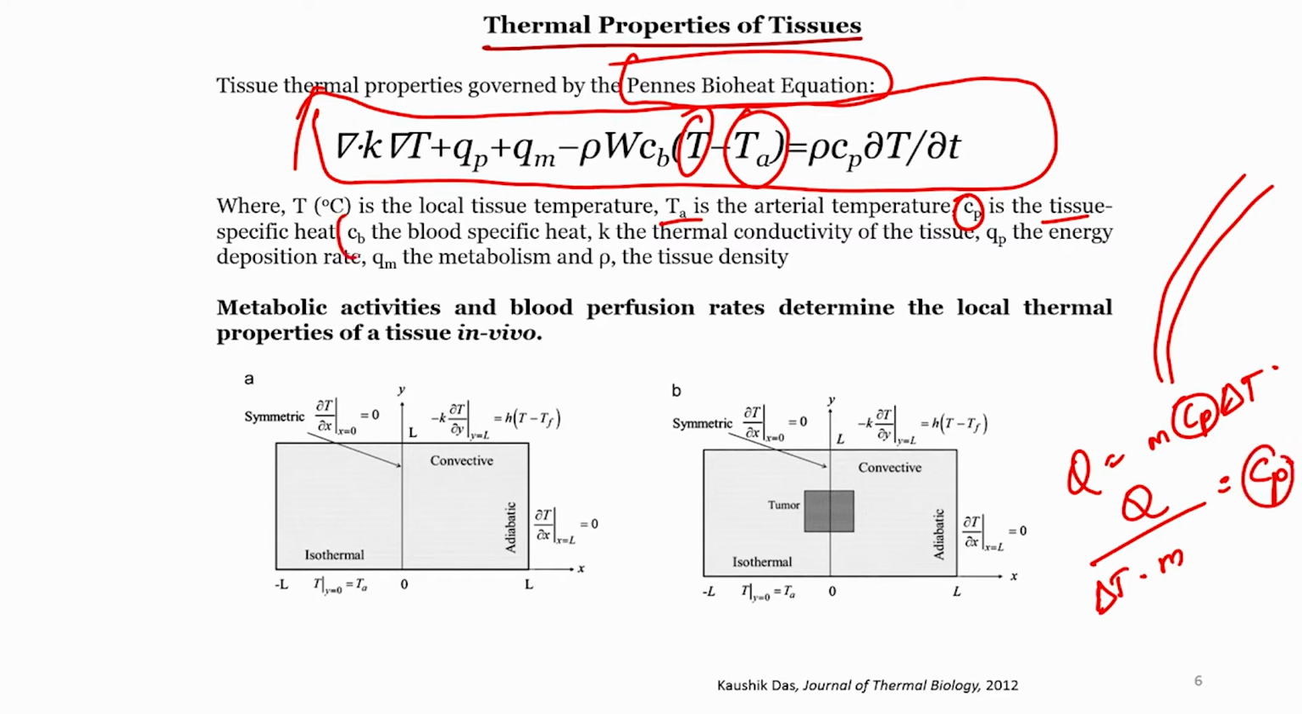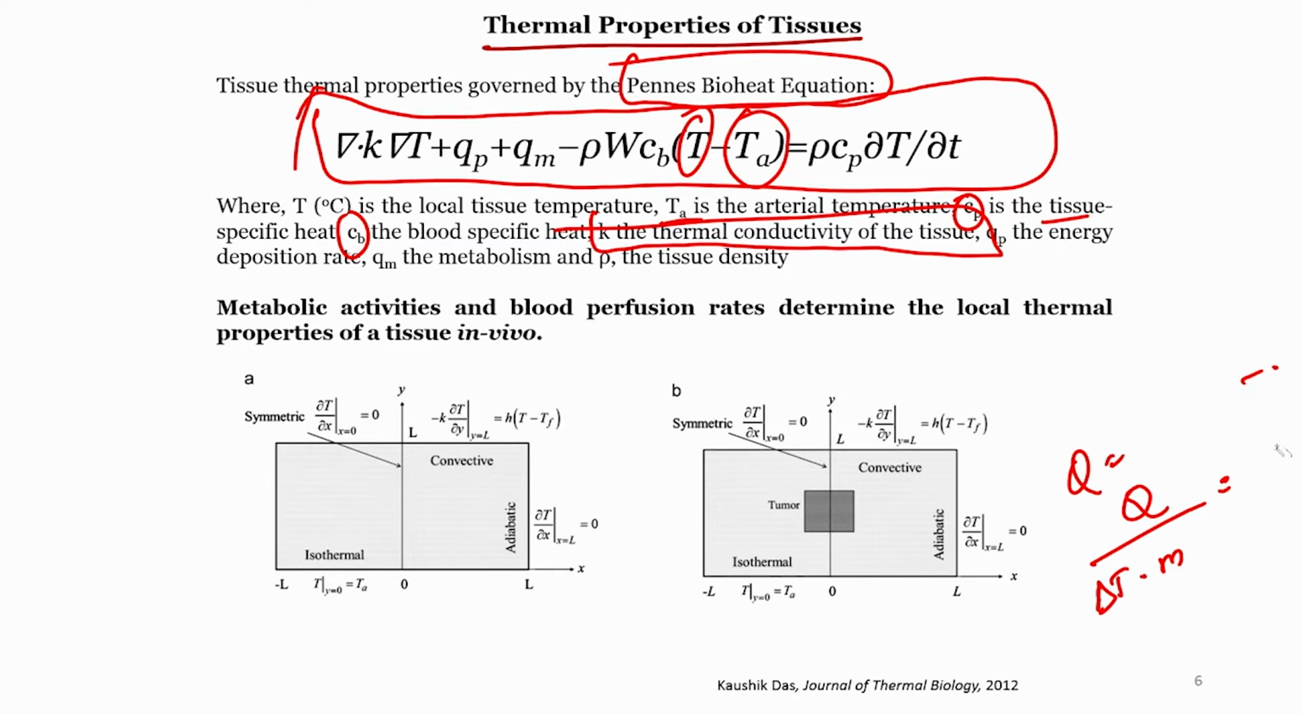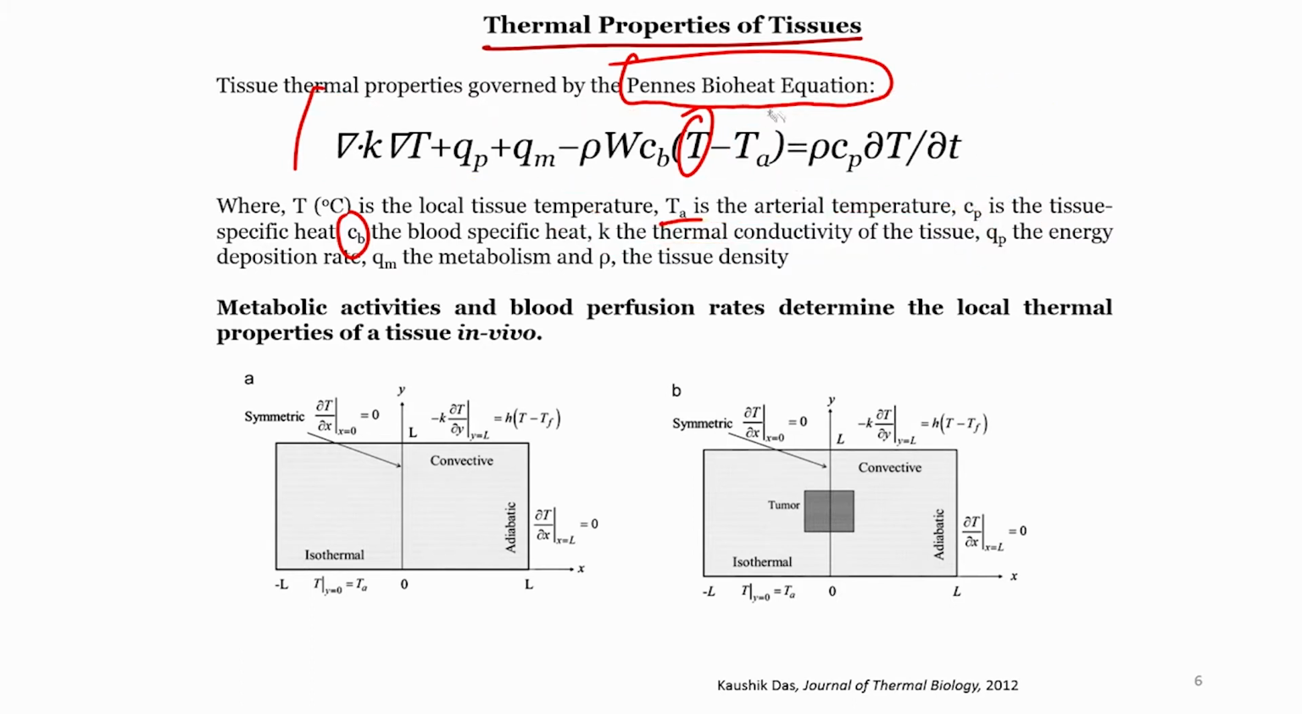Cb is the specific heat capacity of the blood. Why blood is coming in here we will see. K is what we are trying to solve. K is the thermal conductivity of the tissue. Then there are two quantities, Qp and Qm. Qp is the energy deposition rate and Qm is the metabolism rate. We will see what these are soon. And rho is the tissue density.